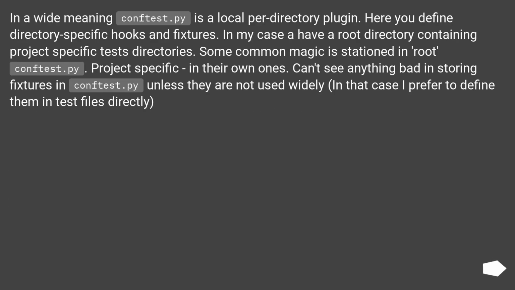In a wide meaning, conftest.py is a local per-directory plugin. Here you define directory-specific hooks and fixtures. In my case I have a root directory containing project-specific test directories. Some common magic is stationed in the root conftest.py. Project-specific, in their own ones. Can't see anything bad in storing fixtures in conftest.py unless they are not used widely. In that case I prefer to define them in test files directly.